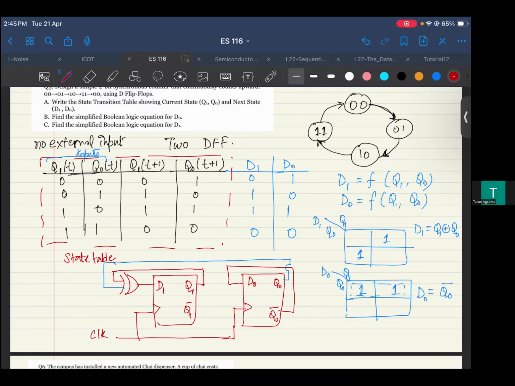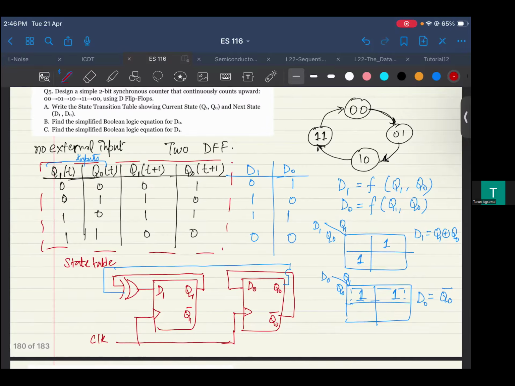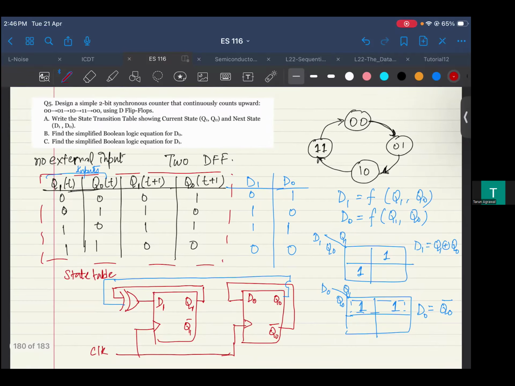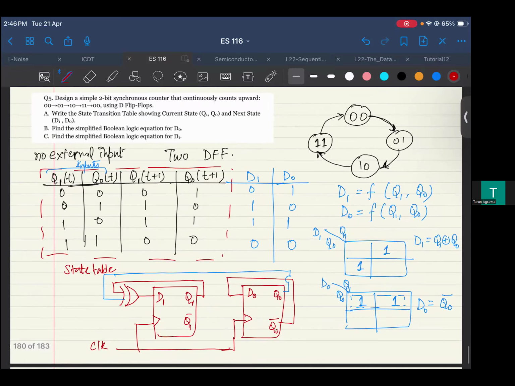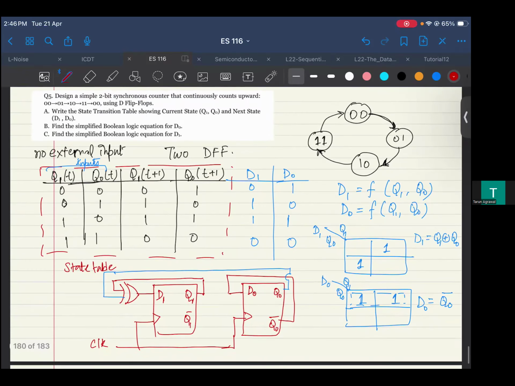So when you make this circuit, you see it does not have any other external input. In a sense, only the clock is an input, and then by itself it goes through whatever state sequence, the way we are counting. So that is what is happening in this particular circuit. That is the way to implement this state diagram, which you have seen here.